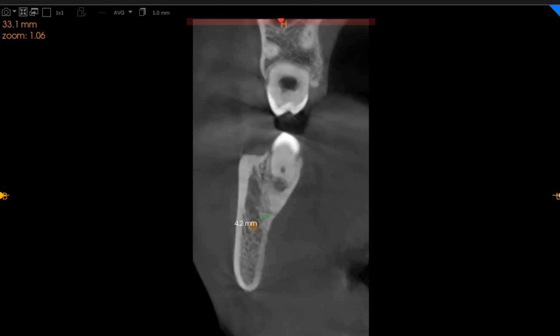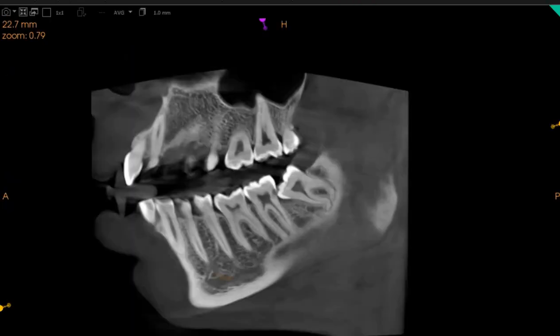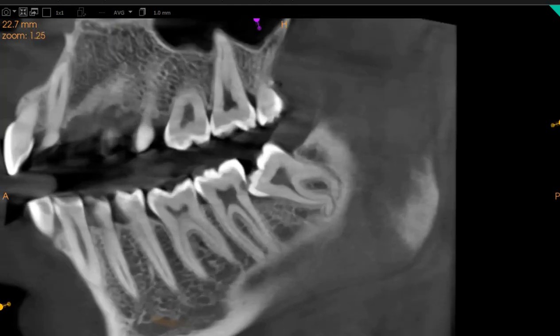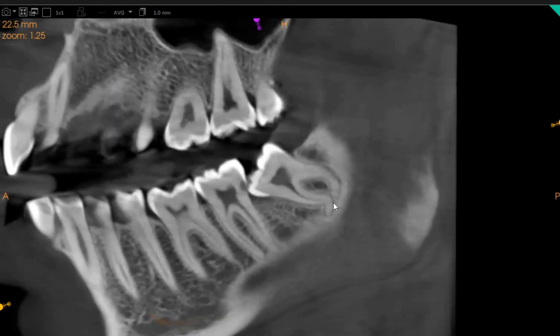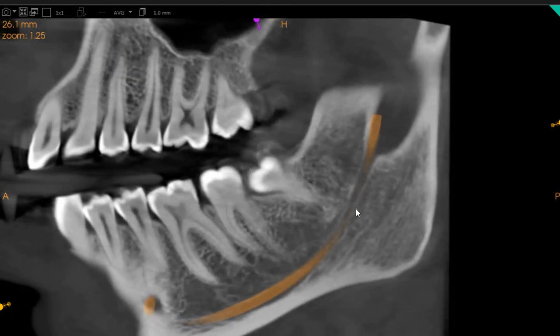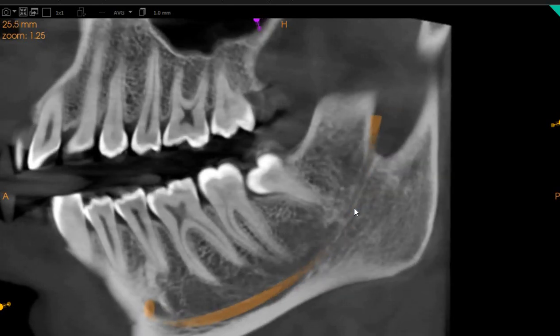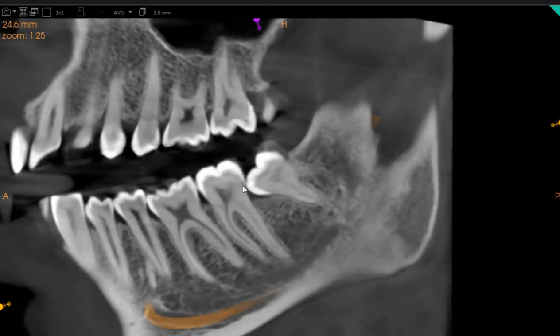Now we're going to take you through a slightly different view. This is the sagittal view. Sagittal view is basically the side to side view. You can also appreciate that the root apex is quite significantly dilacerated and curved. The apical third of the root is quite significantly curved and dilacerated, and this is going to be something of note when the extraction is being done.